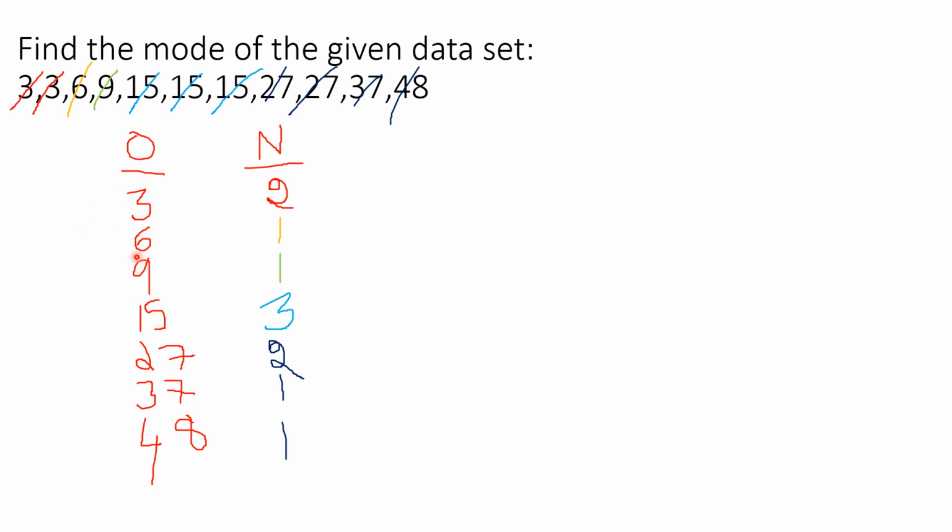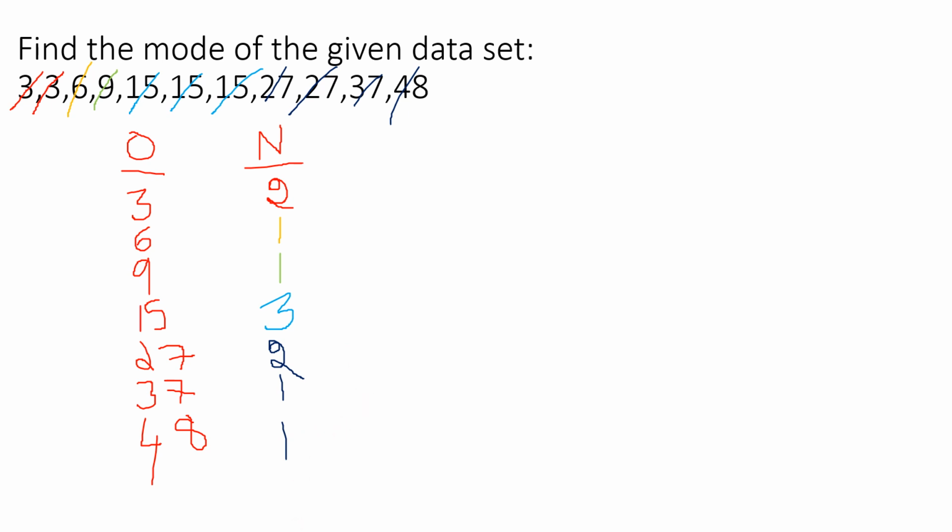And we have to see the next observation, 6. 1 is less than 2, which means the observation 6 is repeated only one time. So it cannot be the mode, since it is less than the number of times 3 has repeated. So we can also conclude that 6 cannot be the mode and 9 cannot be the mode. And the next one is 15. 3 is greater than 2. 3 greater than 1. 3 greater than 1. 3 greater than 2. 3 greater than 1. 3 greater than 1.